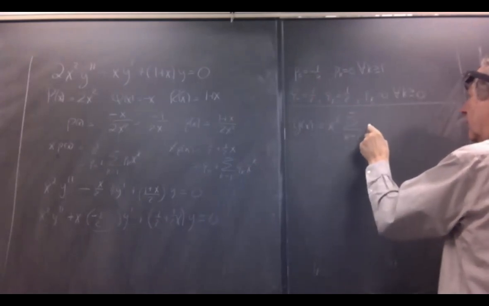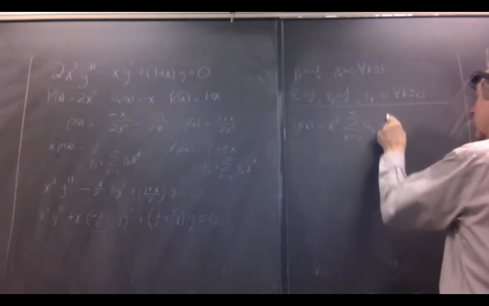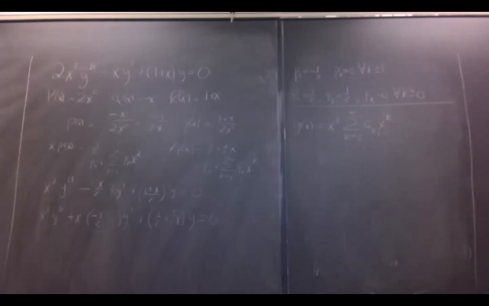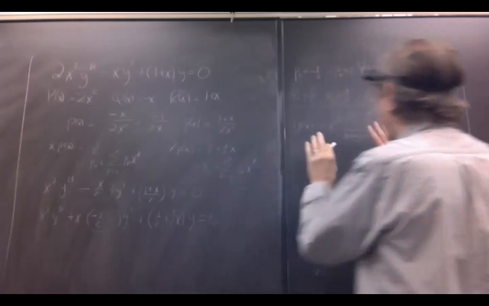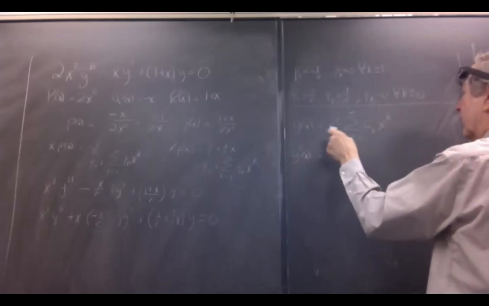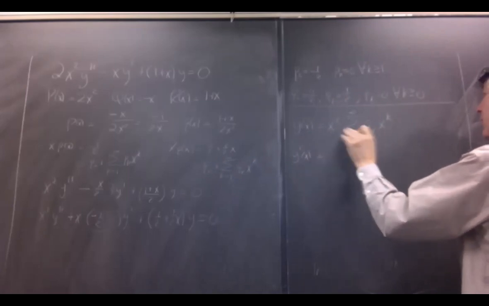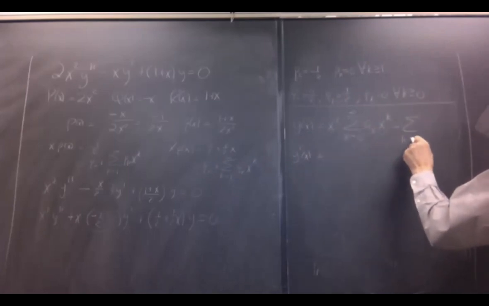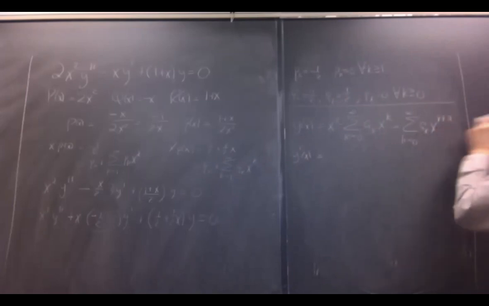x to the r times, like right now, the sum of a sub k, x to the k. So we're just going to assume this, as I say, without all this other stuff. And if we do that, then the derivative, as you can tell here, first, it's not so convenient to write it this way. When I write it this way, I've got to do a product rule, so I don't want to do that. So I'm going to write this from 0 to infinity, a sub k, x to the k plus r.